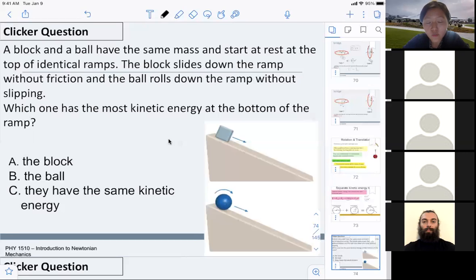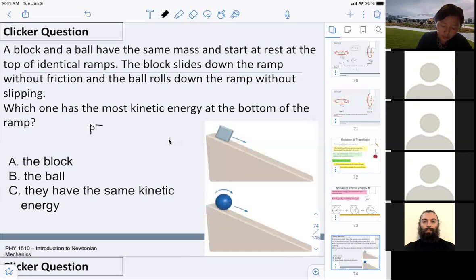Okay, so let me try to reiterate and summarize everybody's contribution. Voting for B: the ball has more kinetic energy because other than translation, the ball is also rotating, whereas the block is only translation. The possible reason to vote for C could be the conservation of energy argument that you also used in your reasoning: what kind of energy they have to begin with. So they have the same potential energy.